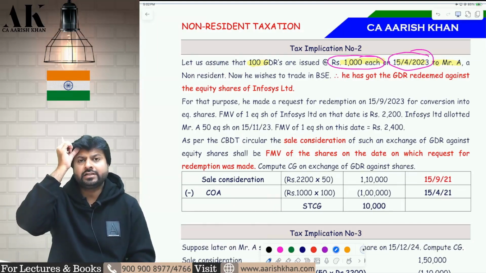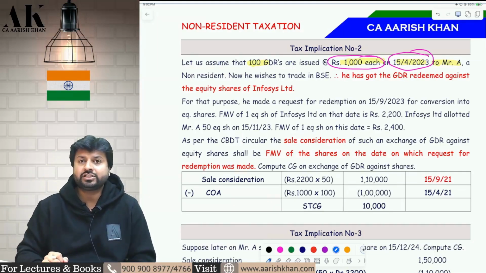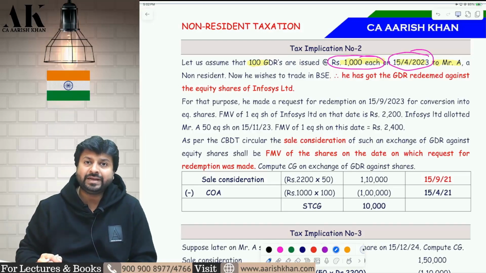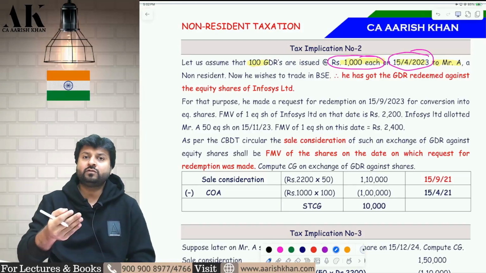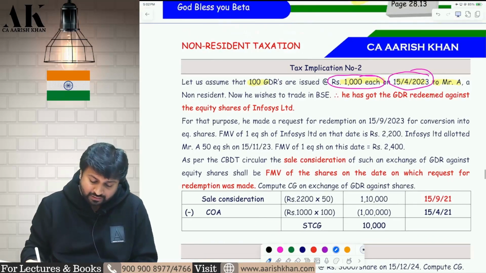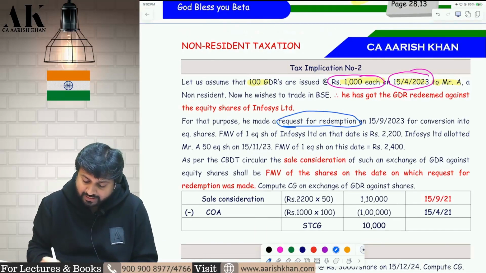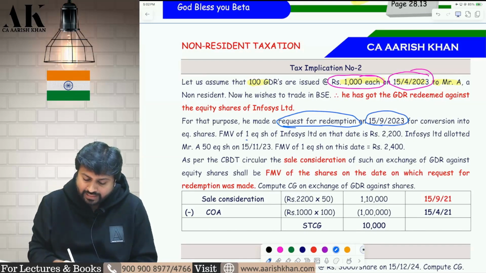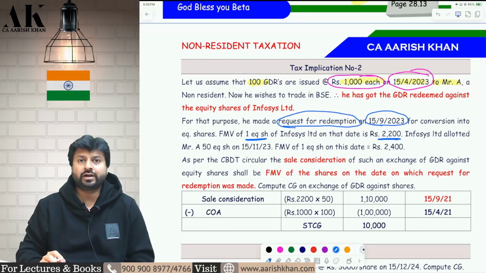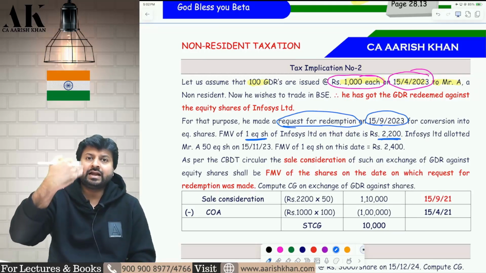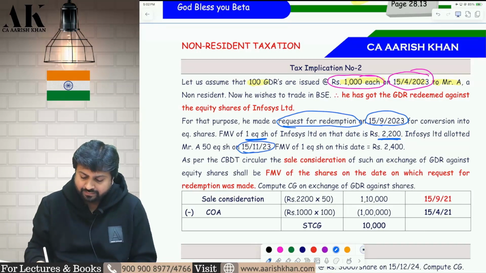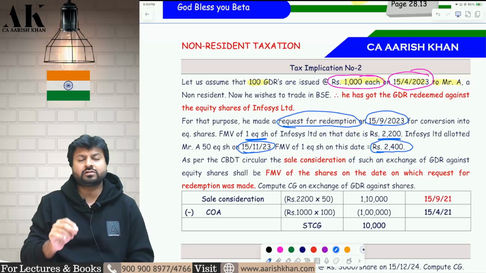If you want to trade in the Indian stock market, you need to buy and invest in shares. So you can make a request to the company that please redeem my GDR and give me shares. Suppose the request for redemption was made on 15th of September 2023 for conversion of GDR into shares. And on that day, the FMV of one share of Infosys was 2,200. The company then allotted shares to you after 2 months, on 15th of November, when the value of one share was 2,400.